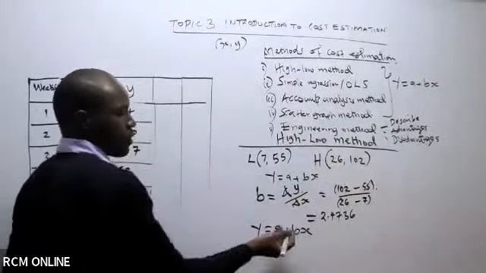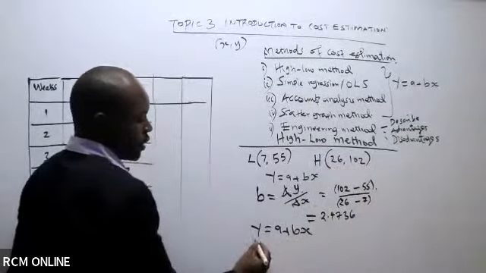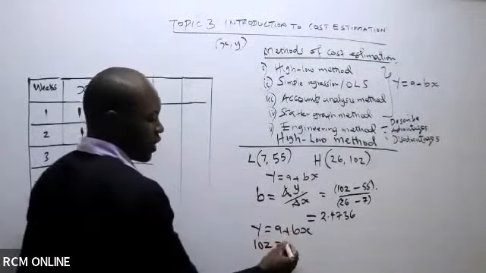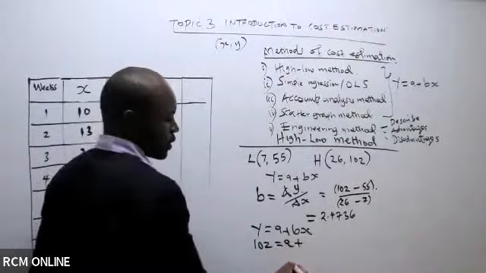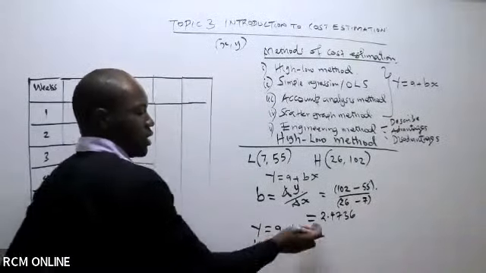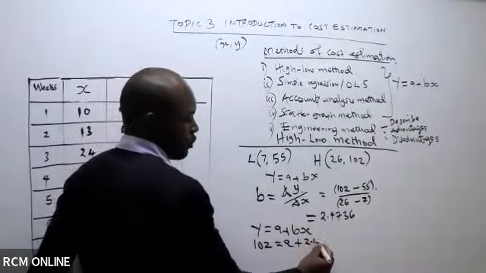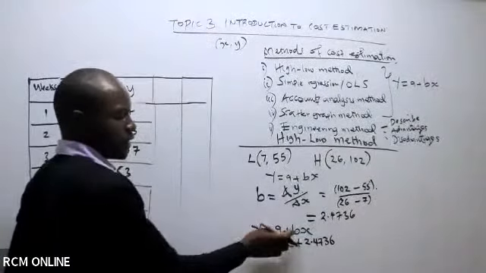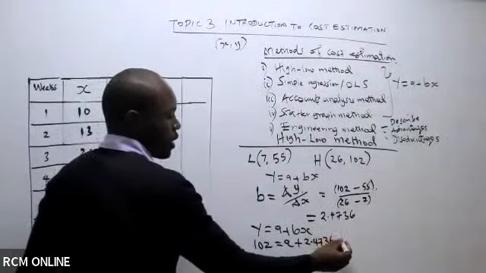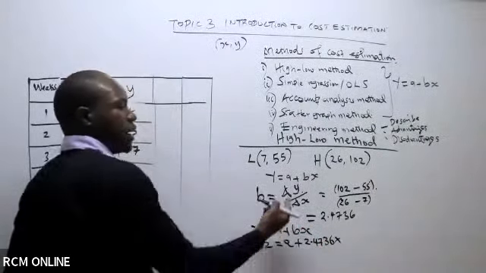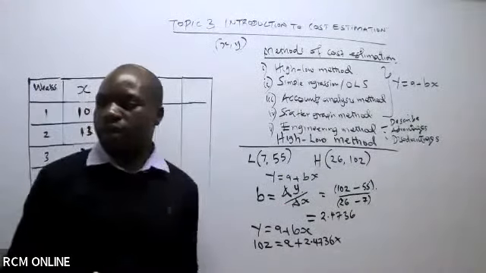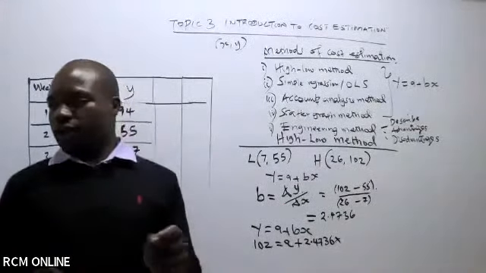What is y? We have the value of y. So when y is 102, we don't have the value of A, plus B. Do we have B? Yes. 2.4736. And our formula says it is B multiplied by x. When y is 102, what is the value of x?